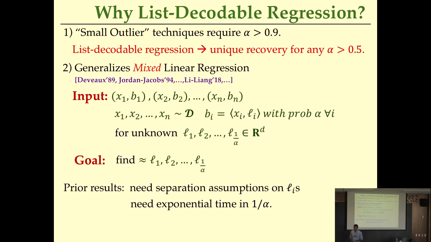Yes? Just to make sure I understand, b_i is equal to x_i interpolated with l_i, but i is overloaded there, right? Shouldn't that be... Yeah, absolutely. There should be j, and j varies from 1 through k, and that should be for all j. Good, yeah. You can see that I made the slides last night.